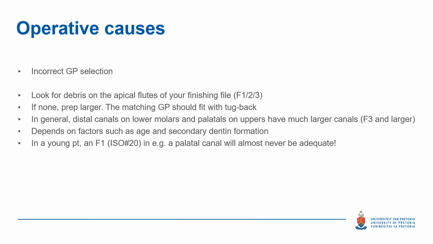You guys are using the ProTaper Universal or the ProTaper Gold system, and so you can actually look for debris in the flutes. It's not applicable to all rotary systems, but for the systems that you guys are using, it definitely is. So when you prepare, look for debris on those last 3 flutes of the file. If there's no debris, prep the canal larger, and the matching GP that you should use should fit with tug back, but not only tug back, it must also have resistance to pushing the GP through. So you need to seat that GP firmly to working length, but you shouldn't be able to push the GP through either.